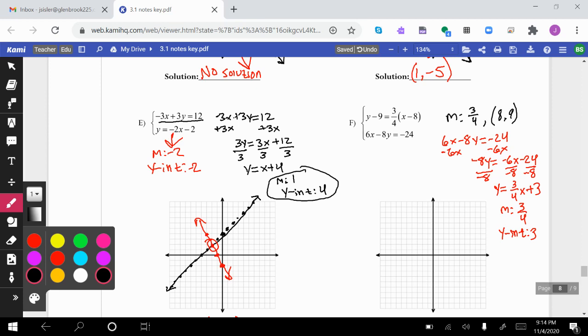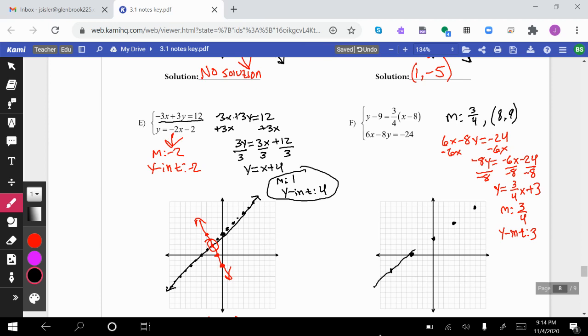So plotting a point at 8, 9. So we walk it over to 8, 9. And I'm just going to graph downwards, down 3 over 4, repeating that. And that's all I can do for that line.